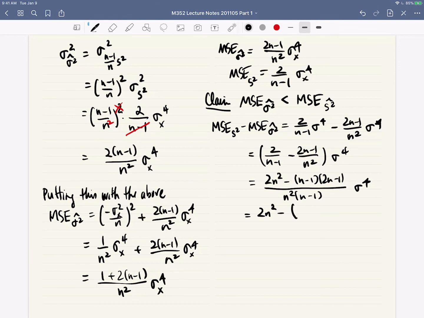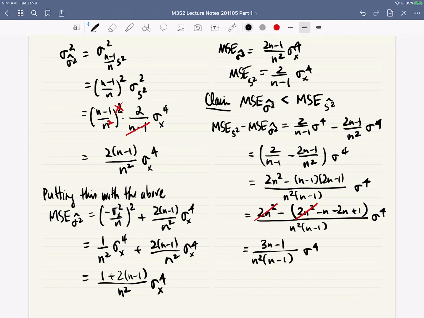So let's multiply out the thing on the top on the right. It's 2n squared minus n minus 2n plus 1, all over n squared times n minus 1, all times the variance squared. Notice we've got a positive 2n squared out here, and there'll be a negative 2n squared here, so those are going to cancel. And so putting everything together, I get 3n minus 1 over n squared times n minus 1 times the variance squared.